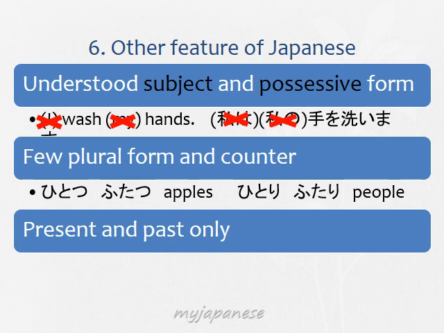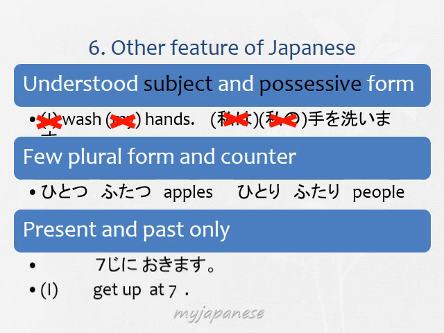Last one is about tense. As I mentioned, tense is decided by conjugation form of predicate. Basically, there are only two tenses, present and past in Japanese. Other tenses will be decided by the context.